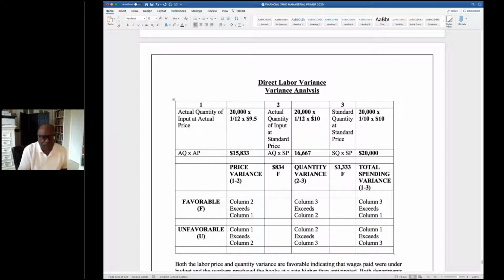Then in terms of performance, what happened? We budgeted 10 books an hour. They made 12 books an hour. So look at the major increase in terms of favorable variance. And once again, if we're talking about 200,000 books, then this number becomes 300,000. So that becomes a lot of money because of their savings to allocate for bonuses to the workers.